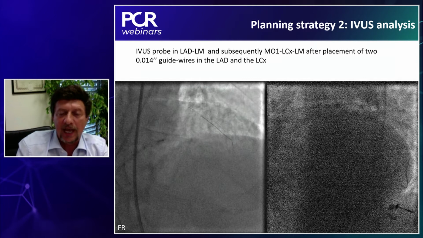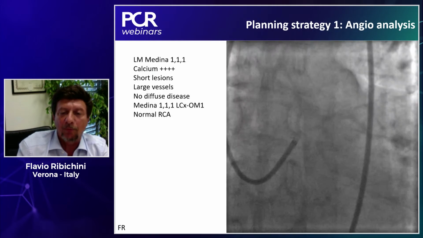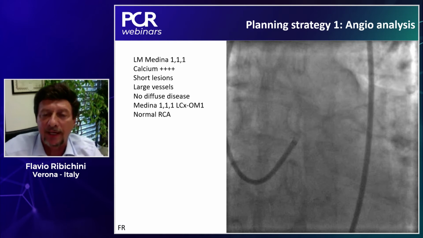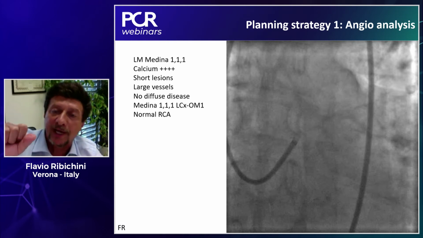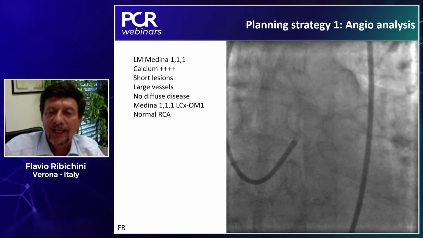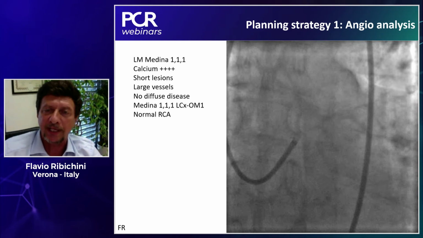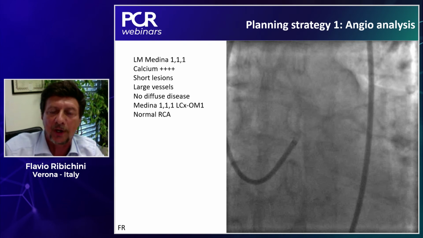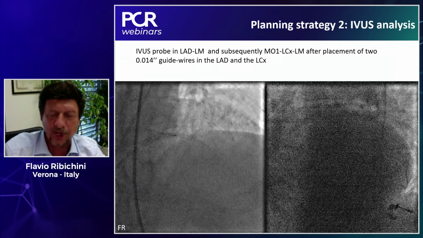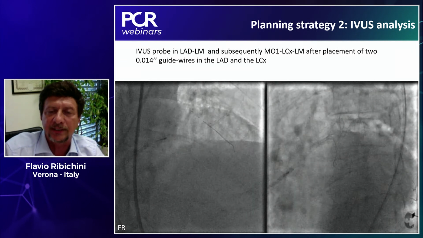This is the angiogram we reviewed before. Margaret described it very nicely. It's a Medina 111. That means that all the parts of the bifurcation are involved in the tight stenosis. Angiographically, it's evident that there is a lot of calcium, but this is not very reliable information. These are quite short lesions in large vessels. That makes the procedure easier, or let's say the operator more comfortable. There is no diffuse disease. The landing zones are okay. And there is a second bifurcation on the oblique marginal and the distal circumflex.